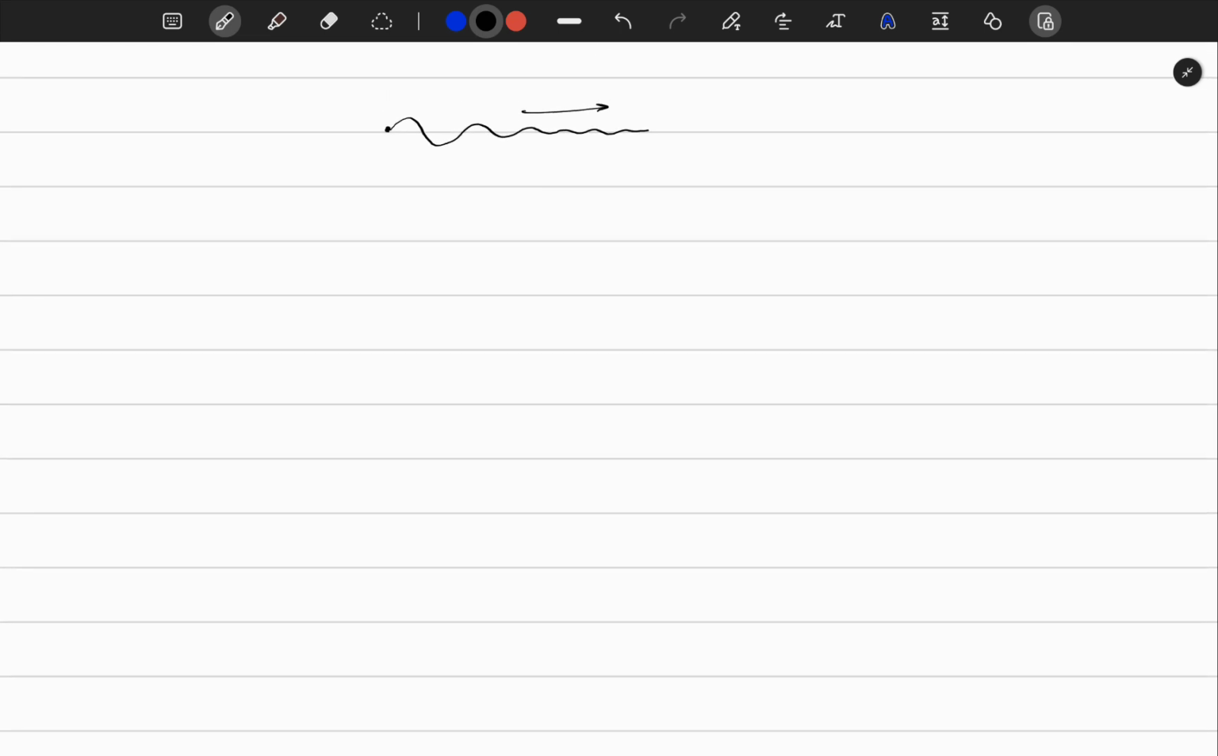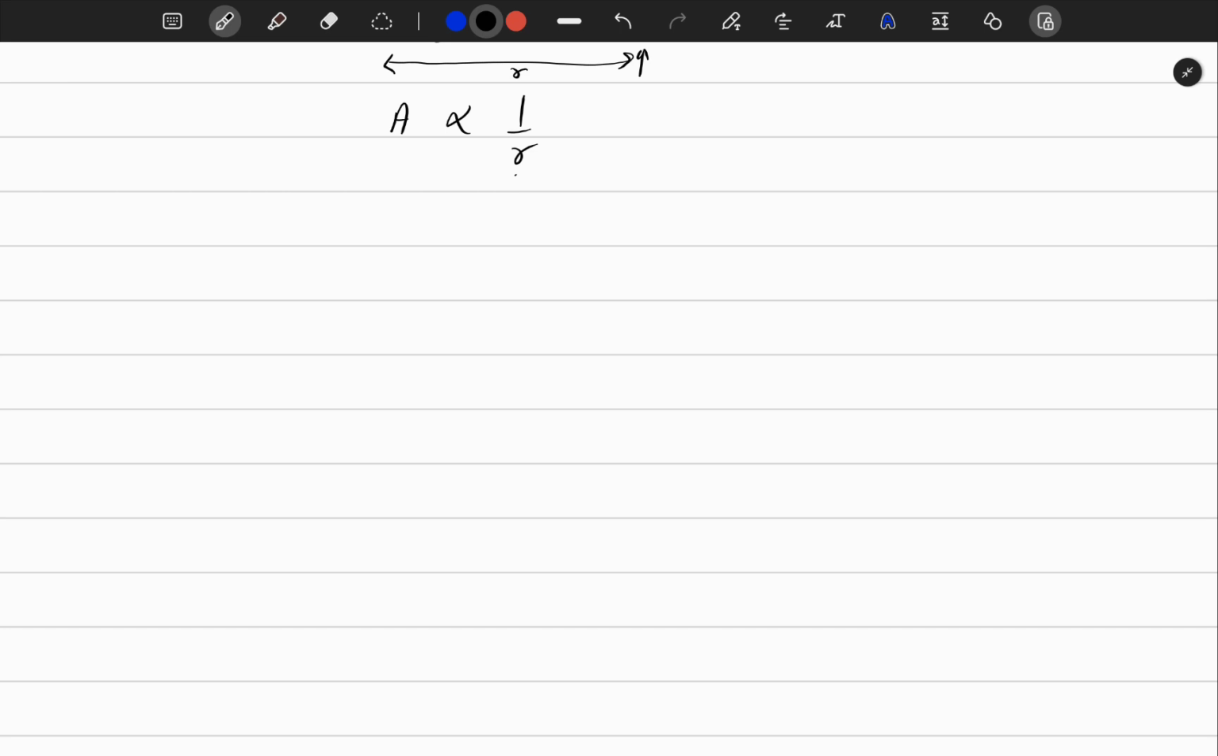We see that for these types of waves, the amplitude is inversely proportional to r, where r is the distance of the point of observation. For example, if this is where we are observing the amplitude of the wave, then r is the distance of the point of observation from the position of the point source. So this is the distance r. We can also say intensity.